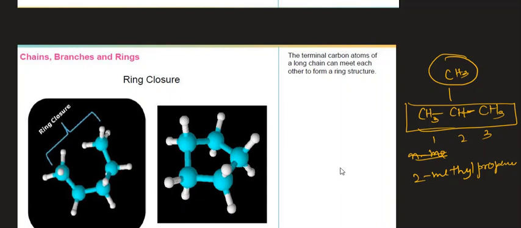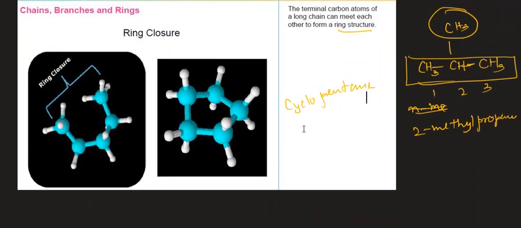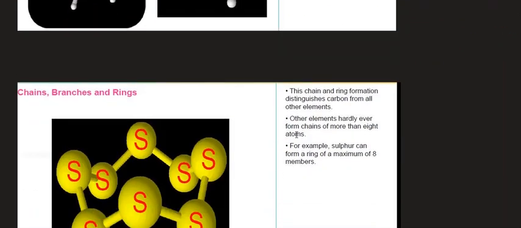And now when you consider this chain, it may go on increasing. Sometimes the terminal chain may close as a ring. So this is called a ring closure. So this is a ring structure. Ring structure means 1, 2, 3, 4, 5. So this is pentane. It is cyclic in nature, so it is called cyclopentane. Such types of hydrocarbons are called cyclic hydrocarbons. If it is alkane, they can be called cycloalkanes.